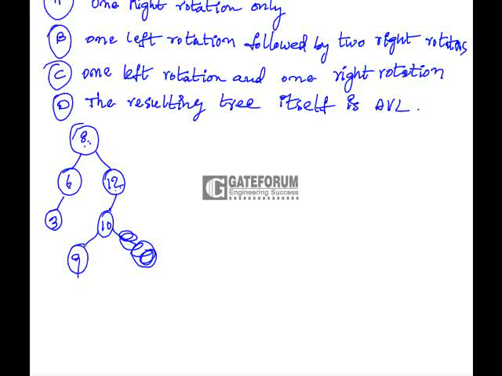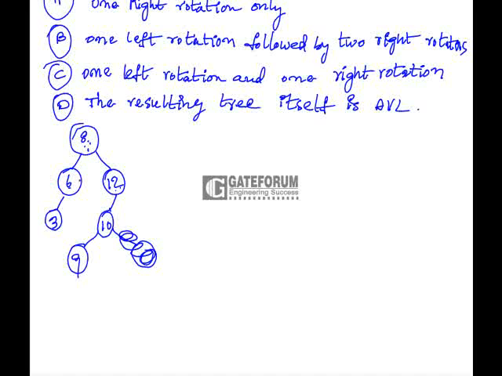This is the binary search tree, but it is not an AVL tree. AVL tree means, for example, at any node the balance factor should be plus or minus 1, or 0. That means every node should satisfy the balance factor. For 8, the left subtree height is 2, the right subtree height is 3. The difference is 1, so for 8 it is satisfied. Like that, every node should satisfy.